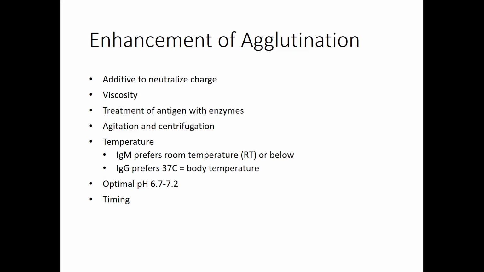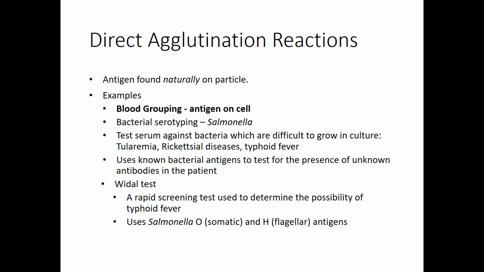Changing the temperature of where we do the test reactions actually helps as well. We talked earlier about how IgM likes the cold, anywhere from 4 degrees refrigerated all the way up to room temperature or below. IgG likes it nice and warm, body temperature. And then we can make sure the pH is really optimal in the 6.7 to 7.2 range. And then timing. Maybe we let it sit together for a little bit longer.